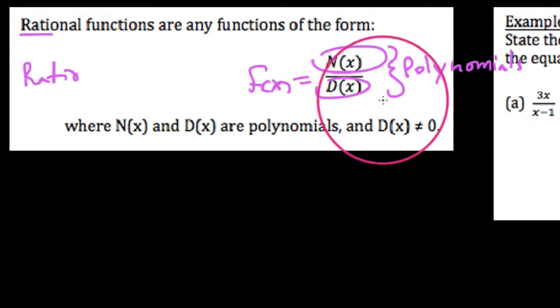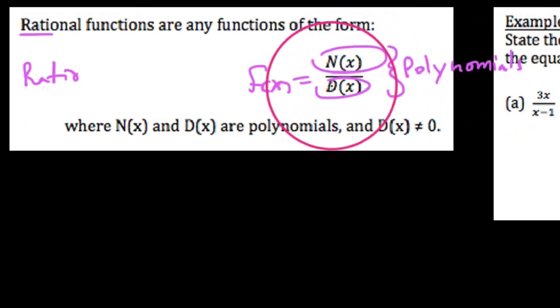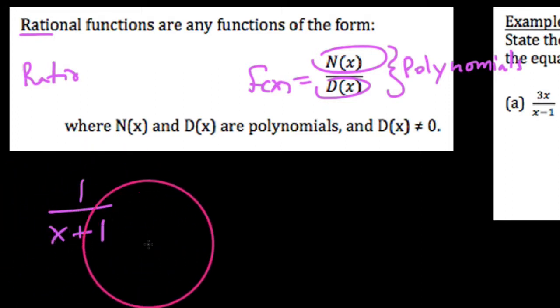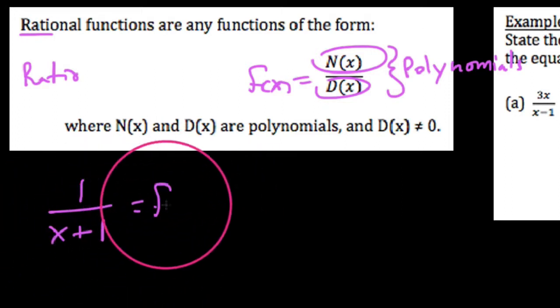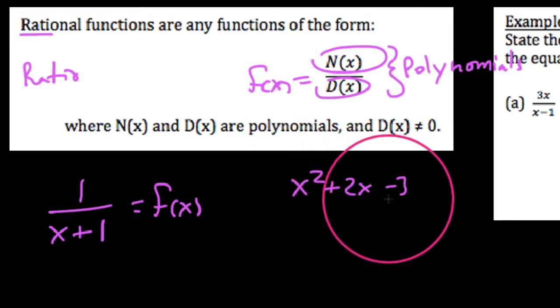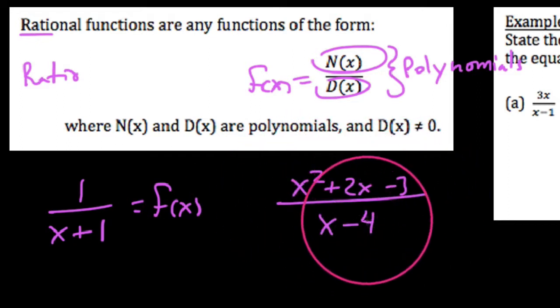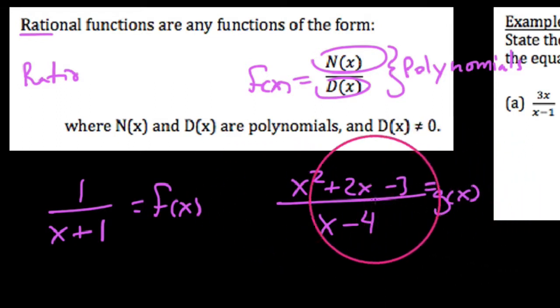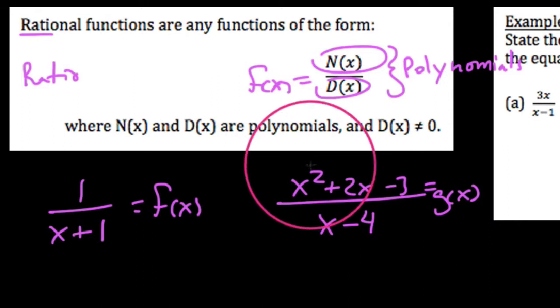Essentially, anything that can be written this way, like for example, 1, which actually is a polynomial, over x plus 1. This would be a rational function, some f of x. Or we could even say x squared plus 2x minus 3 over x minus 4. This would be some rational function. We could call it g of x. But this is what we mean by a rational function, just some polynomial over another polynomial.